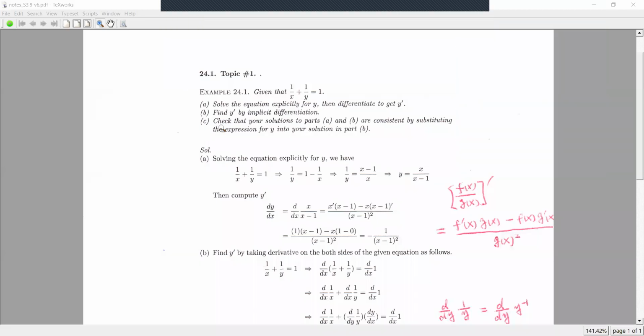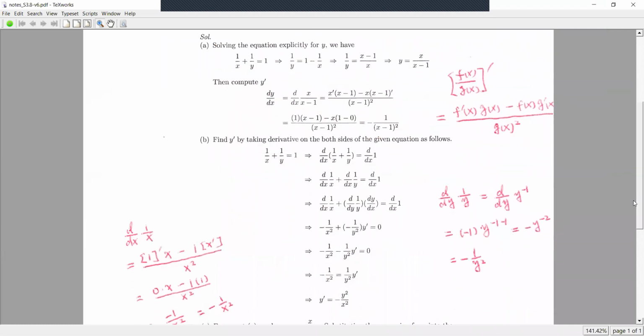Part C. Check that your solutions to part A and part B are consistent by substituting the expression for y into your solution in part B. In part A, we got that the derivative of y is this. And in part B, we got the derivative of y is this. Actually, these two results are the same result.